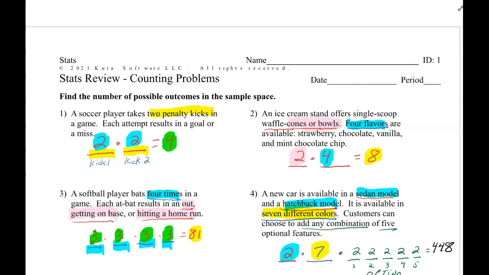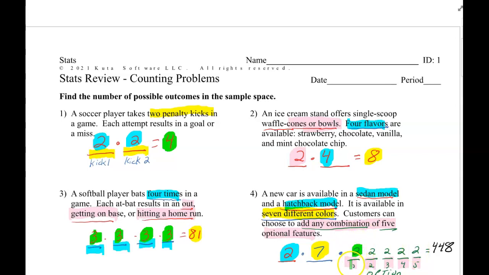And the last part of this problem was a little different. You can choose any of the 5 additional options. So I drew 5 dashes for the different options. And for each option, I could either choose to get that option or not. So that's why there's a 2 there.